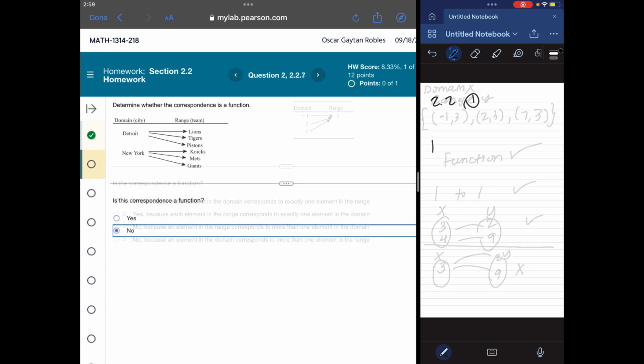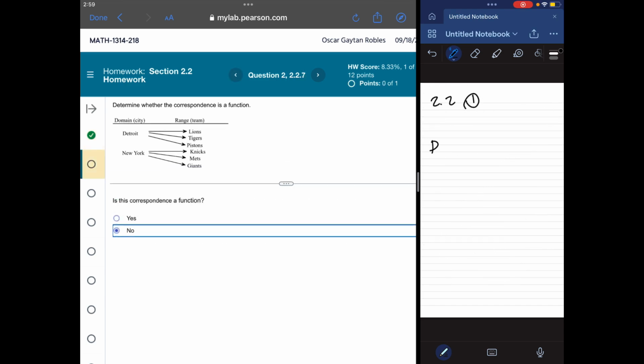So Detroit is your x, y is going to be the Lions, the Tigers, and the Pistons. So Detroit is trying to go to the Lions, the Tigers, and the Pistons at the same time. Pretend that you're a resident in Detroit. Can you go to a Lions game, a Tigers game, and a Pistons game all at the same time? No. So that's why it's not a function.